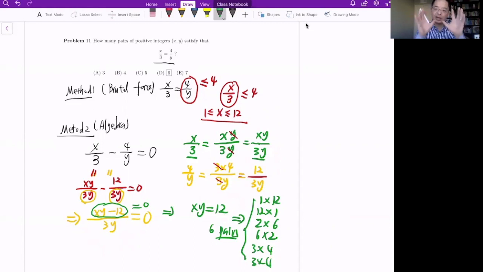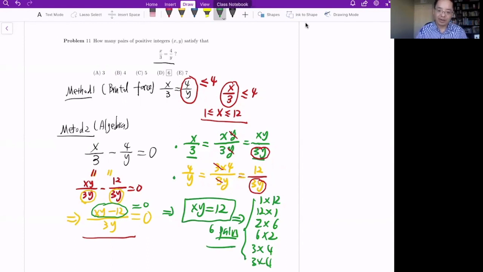So here we say, now I have two fractions and I want to find the difference. How do we find the difference of two fractions? We first convert them to fractions with the same denominator, then we can combine them, right? So here's what I did. I converted both of them to fractions that have the denominator 3y. Then I can combine them into one fraction, and saying the two fractions are the same is equivalent to saying x times y is 12. And from here, we can quickly figure out those variable pairs.